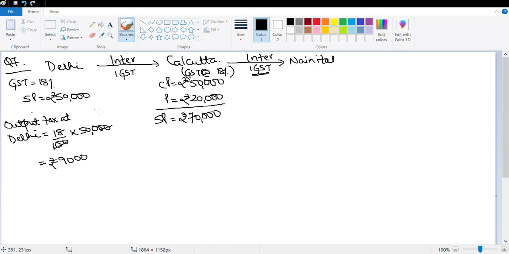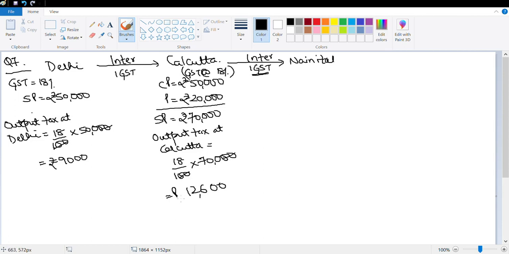Output tax at Calcutta is again calculated at SP. So it is 18 upon 100 into 70,000. That's 18 into 7, 126, 126 with 2 zeros. So that's rupees 12,600.